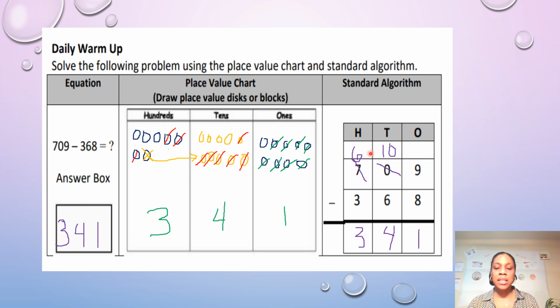Next, I had to look at the 600 minus the 3. 600 minus 3 is 3. My answer is 341. The difference between 709 minus 368 is 341.